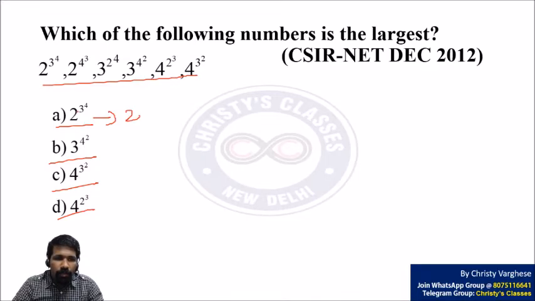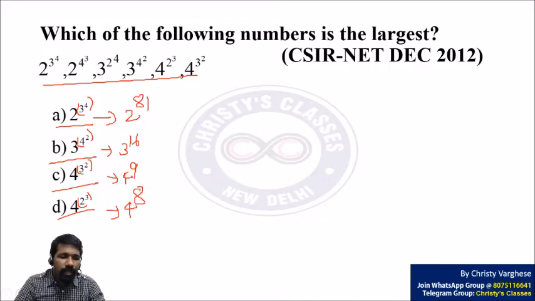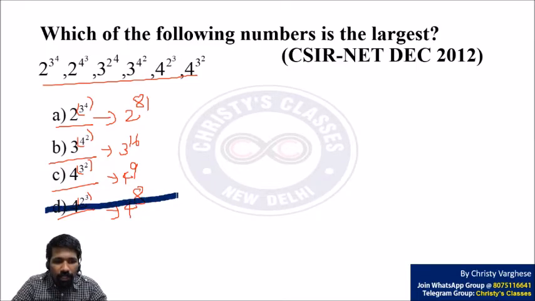2 raised to 3 raised to 4, I told you, when there is no bracket, you have to start from the top. So this topmost step you can do, the tower rule. 3 raised to 4 is 81, 4 raised to 2 is 16, 3 raised to 2 is 9, and 2 raised to 3 is 8. Among these 4 values, which is the largest is the question. Just like we did in the previous question, the factorial related problem, here also we can do the same. Pair by pair we can compare. Option D cannot be the answer because 4 raised to 9 is even bigger than that. So option D is eliminated.